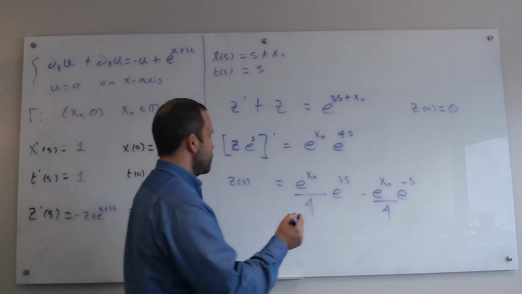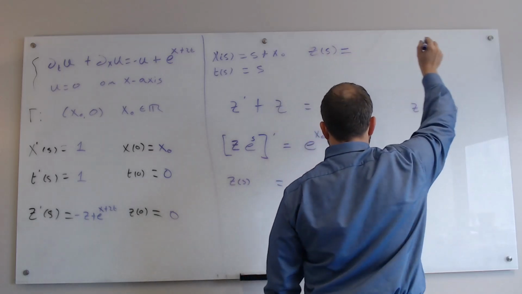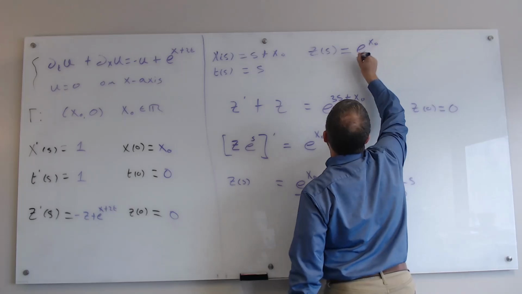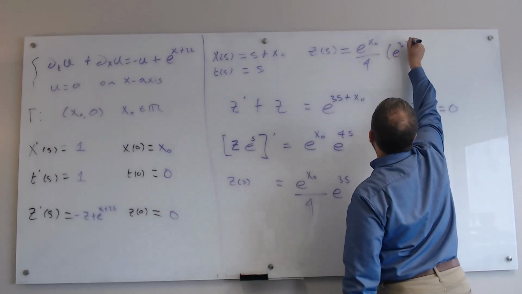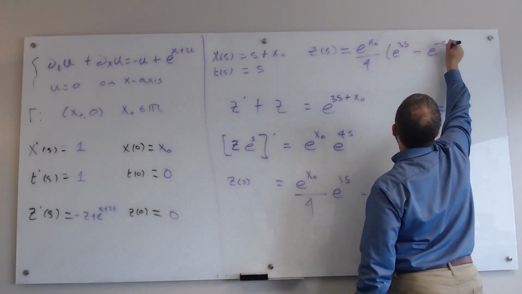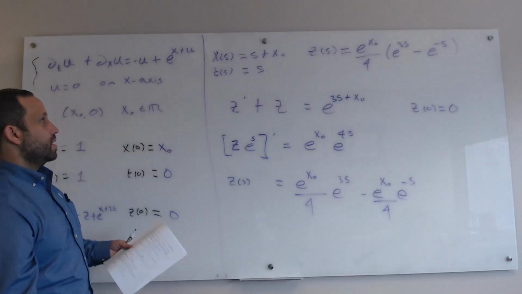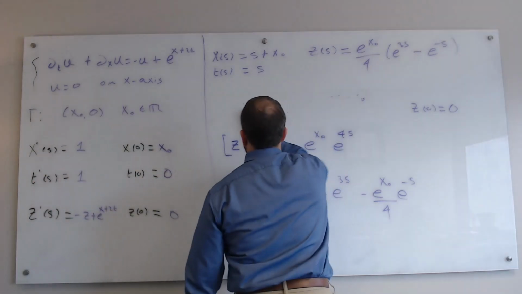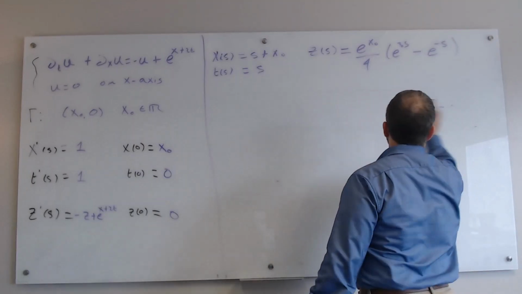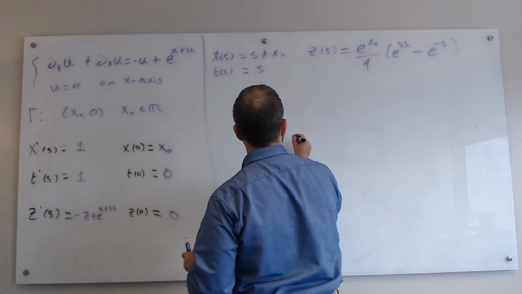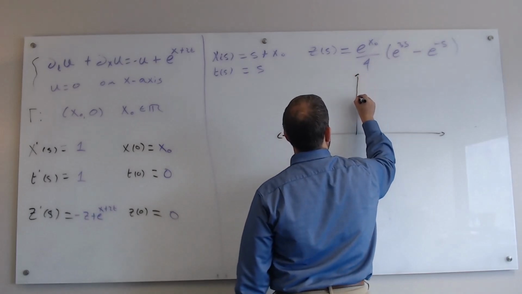Okay, and so let me record that up here. So z of s is equal to e to the x naught over 4 times e to the 3s minus e to the minus s. Okay. Let me make sure I copied that down correctly. All right. So now, what we get is something like this.